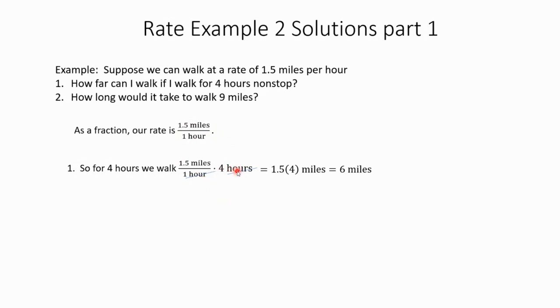And then what happens? The units cancel. We're left with 1.5 times 4, which turns out to be 6 miles. So again, it's just multiplying, but you want to make sure your answer is in miles, right? We want to know how far. So the unit of hours had to cancel. Okay. That's for number 1. Are there any questions about this? Now, if you're confused, please say so.